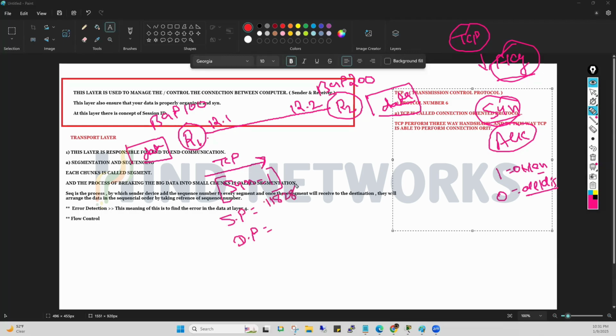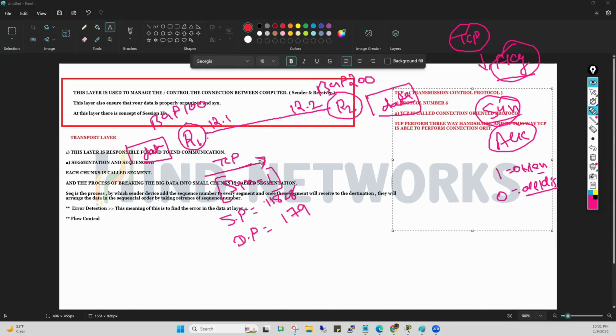And the destination port will be, guys, which port? What is the destination port number? The destination port number will be 179. Why? Because BGP uses port number 179. Getting my point? Understand? So that will be the packet.